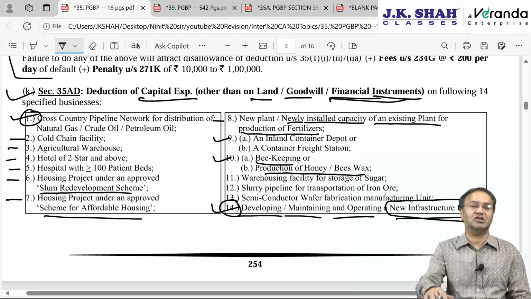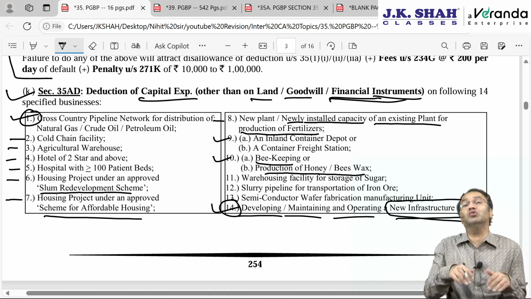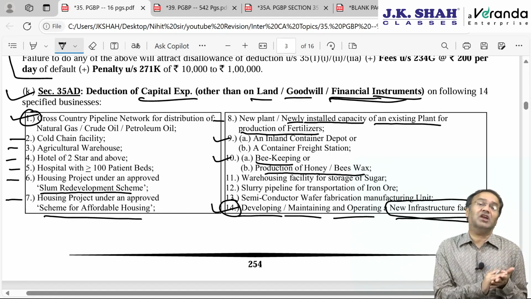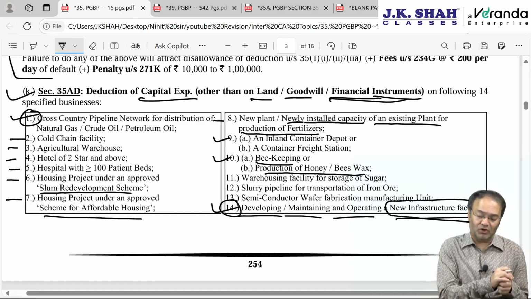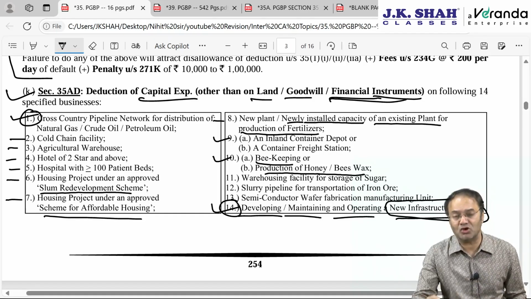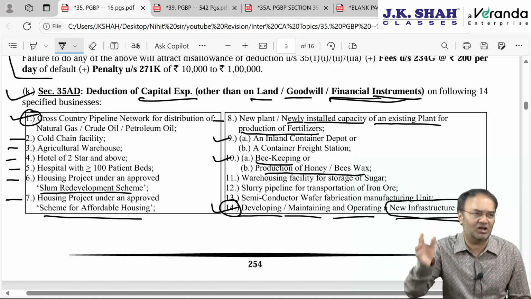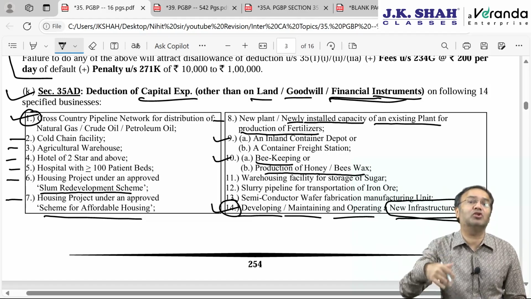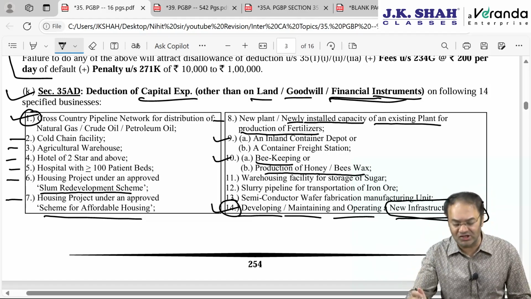In the sense, this deduction is allowed under this section only to those who newly start this business. So if any company is already into this business before the date of applicability of this section, a company like Dabur is already into manufacturing of honey. Dabur is not doing any value addition to the society. They have already done. This deduction is only for those who now start with any of these businesses.